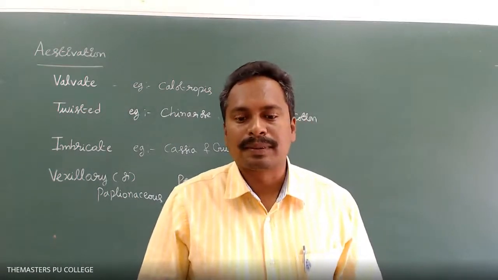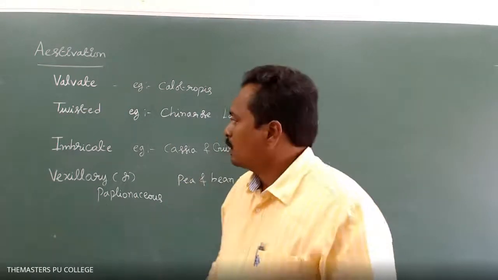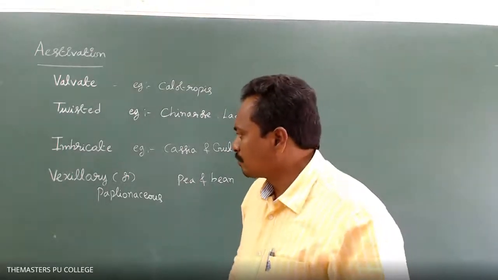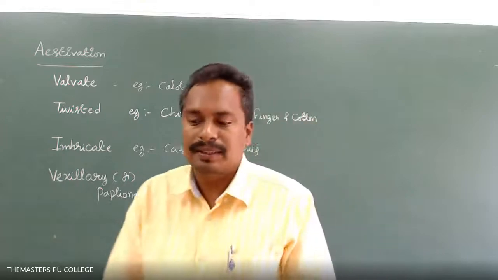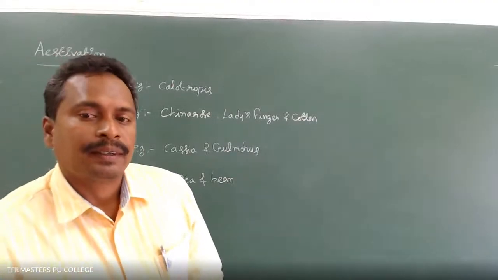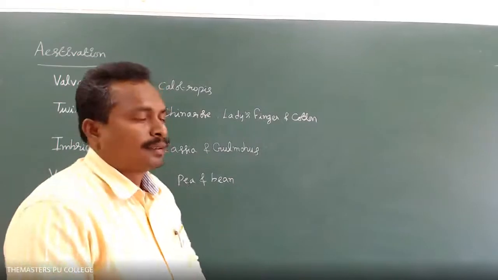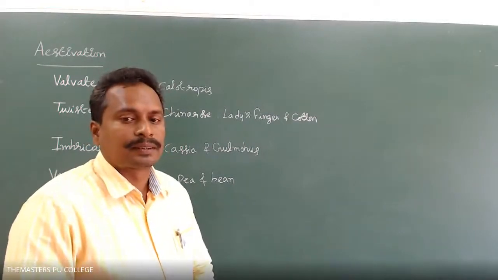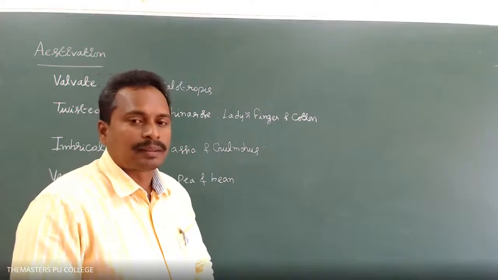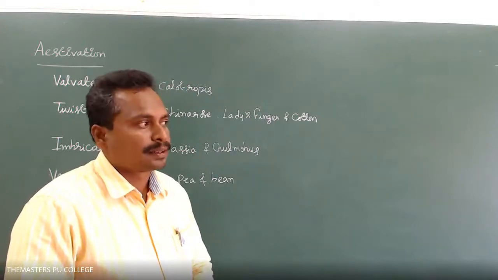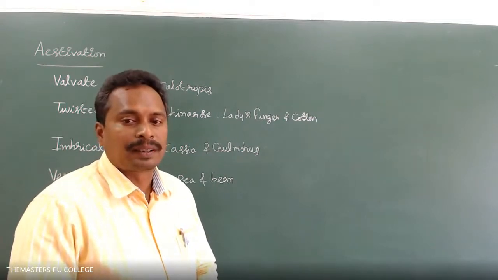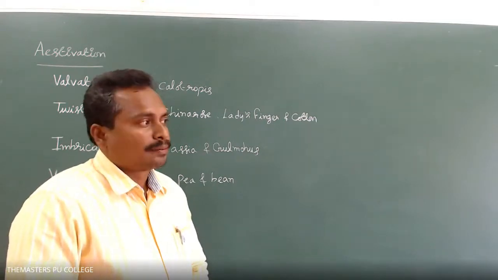Today we will discuss the imbricate and auxiliary types of estivation. How many types of estivation are there? What is estivation? 4 types. Very good. Estivation is the mode of arrangement of sepals or petals in a floral bud with respect to the other members of the same whorl.